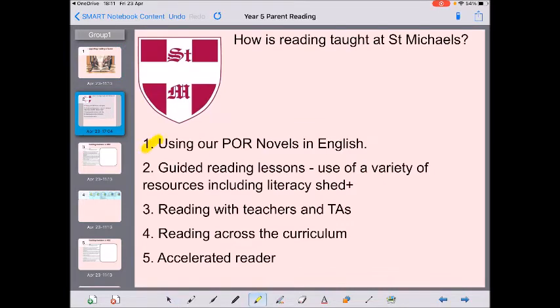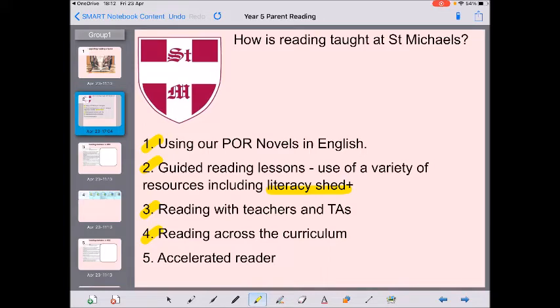So first, we use our Power of Reading novels in English. These are books that we use every term, and we base all of our writing and some of our guided reading lessons on this book. We teach guided reading lessons daily, and we use lots of resources, mainly at the minute from Literacy Shed Plus, which you would have noticed in lockdown. Children have the opportunity to read with teachers and TAs.